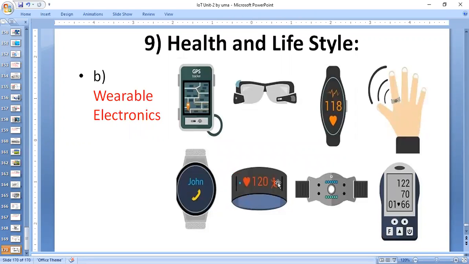Coming to wearable electronic devices, the last and final concept here is wearable electronic devices. So many different wearable electronic devices are there. Some devices are smartwatches, some are glasses, some are wrist bands, and some other electronic devices. These devices provide various functions and features to assist us in various daily activities and make us lead a healthy lifestyle.